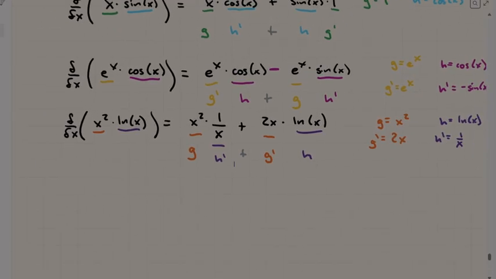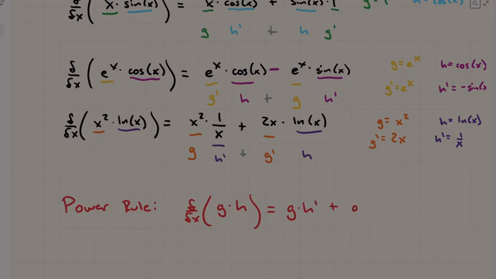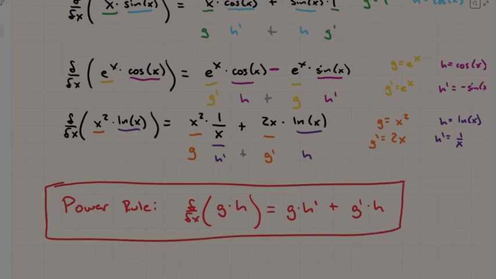All right. And so then that is how we discover the power rule. And so to formally define it, the derivative of g times h would be g times h prime plus g prime times h, or any other way you want to multiply that around in whatever order. But that's, oh wait, not power rule, whoops, product rule, sorry about that. That is how we discover the product rule.